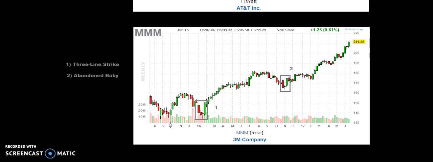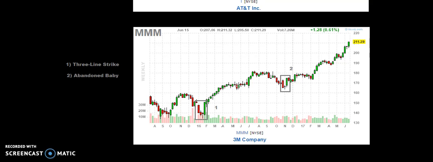We first see a 3-line strike. It looks like it happened somewhere in the beginning of 2016. This pattern is fairly hard to find just because it's so powerful that it doesn't appear very often. But we do see right here 1, 2, 3 red candles followed by one strong green candle that just blows the other 3 away, which indicates that significant buying has come into the market. People are picking up this stock while they can, while the price is still low enough.